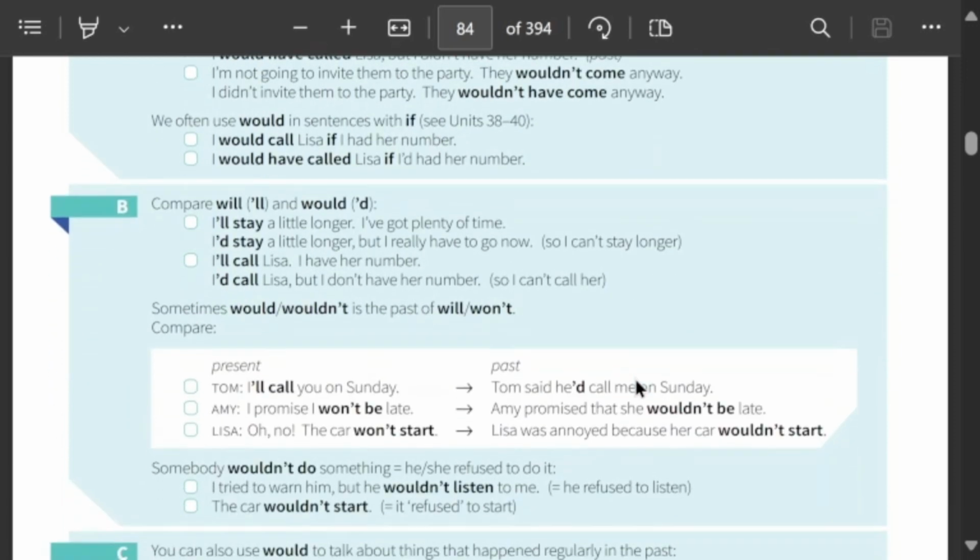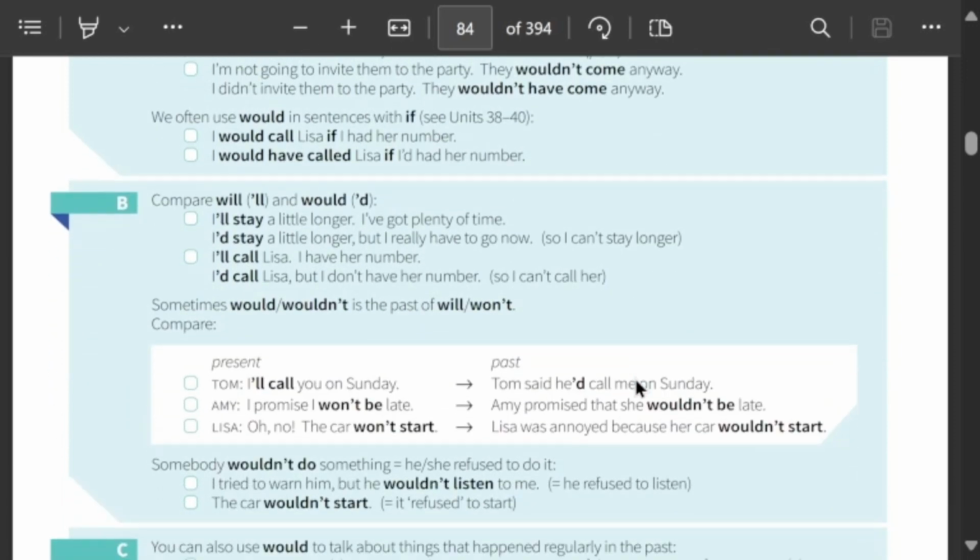Okay, now B. Let's compare will and would. I will stay. I'll stay a little longer. I've got plenty of time. Remember, a long time ago, I taught you this. I've got means I have. You can use it for right now. Plenty means many, no? A lot of time.